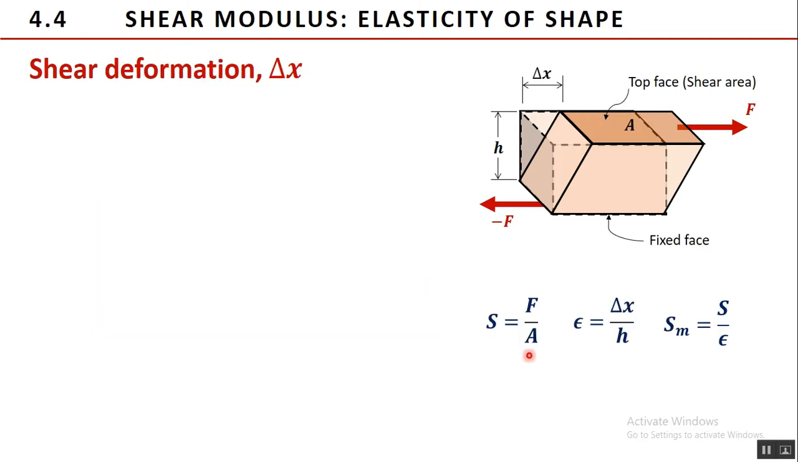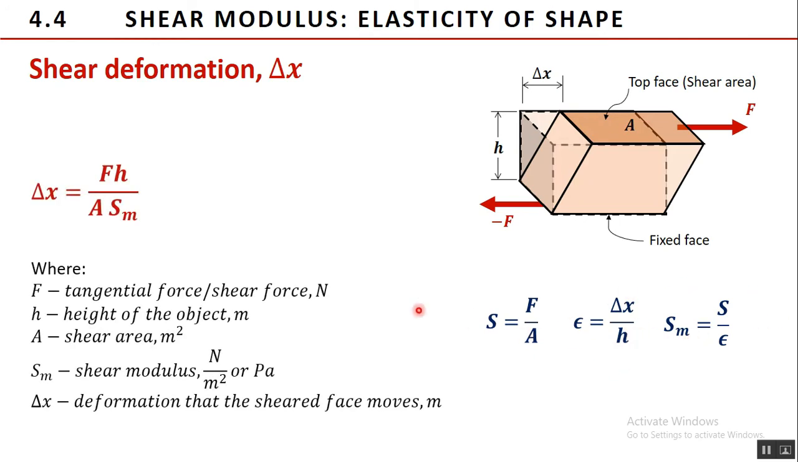If we apply the equations for shear stress, shear strain, and shear modulus, we can derive an equation that defines shear deformation delta x as the product of the shear force F and height h, divided by the product of the shear area A and shear modulus S sub m. Take note of the SI units of each variable. Force is in newtons, height should be in meter, area is in square meter, shear modulus is in Pascal, and deformation is in meter.